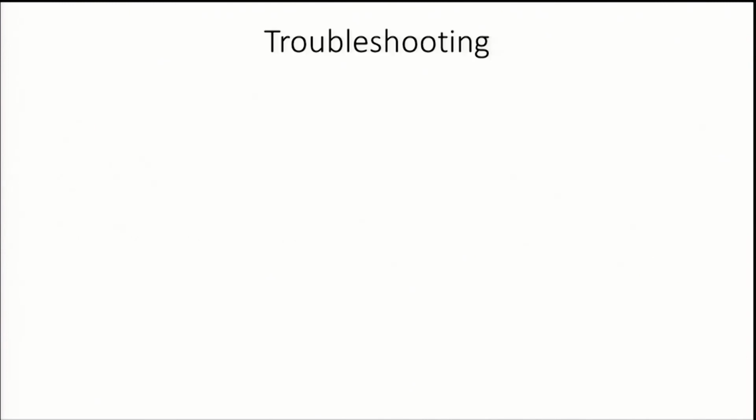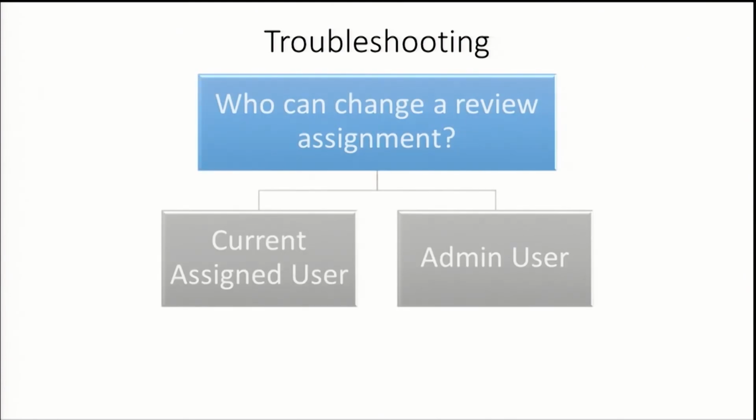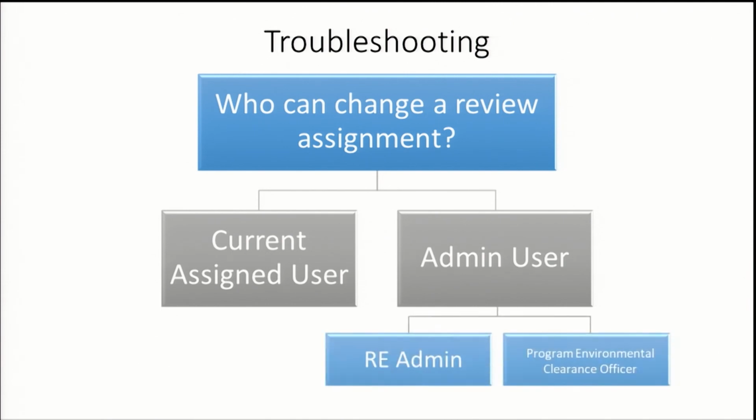The only people who can change a review assignment are the current assigned user and users with admin privileges. So, if you find that a review has been incorrectly assigned to the wrong user, or you need to change the review assignment, you will need to seek assistance from a user with admin privileges. Responsible entity users should get assistance from the admin user for the responsible entity, also known as the HEROS local administrator. HUD users should get assistance from their program environmental clearance officer or other HUD admin user. If an admin user is not available, you should submit a request through Ask a Question on the HUD Exchange website.